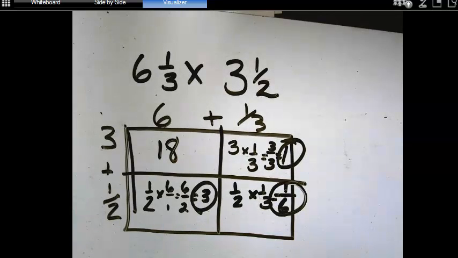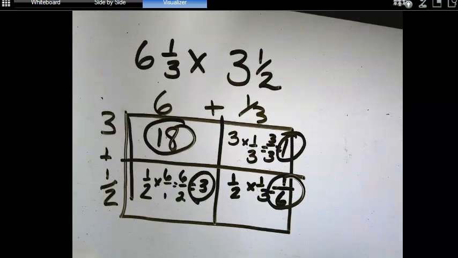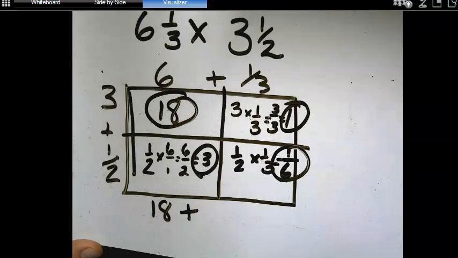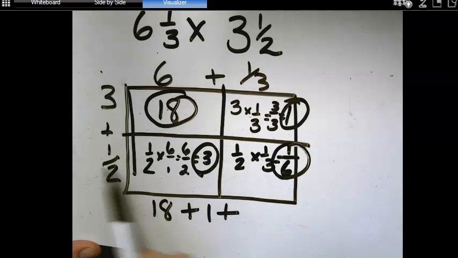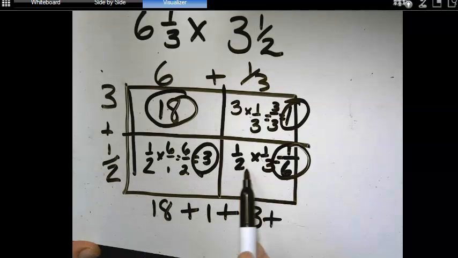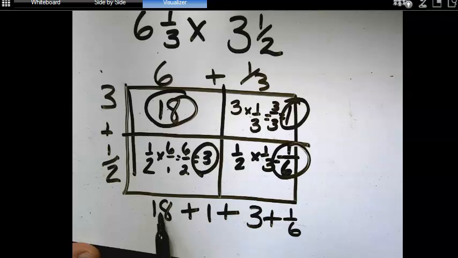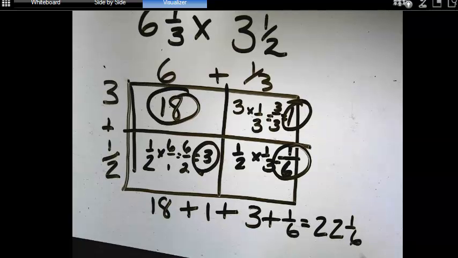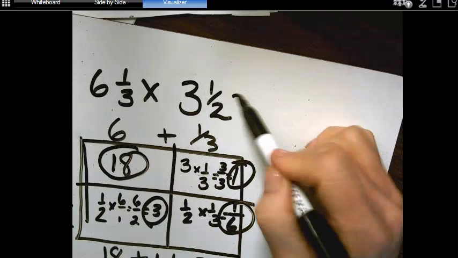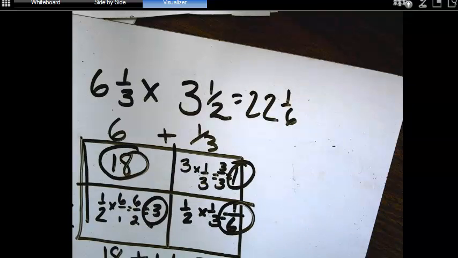All right, now my last step is to add up all my partial products. I'm going to add the 3 times 6, 18, that goes here. And then this, the 3 times the 1/3 ended up to be 1. The 1/2 times the 6 turned out to be 3. And then the 1/2 times the 1/3 was 1/6. See, that's going to be 18 plus 1 is 19. Plus 3 more, 22. And 1/6. All right, so I know that 6 1/3 times 3 1/2 equals 22 and 1/6.